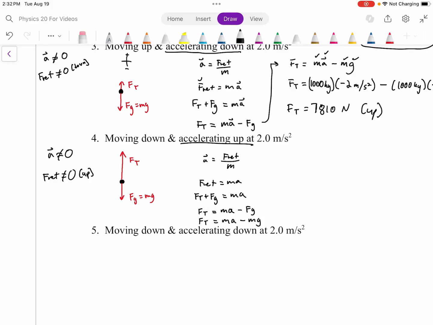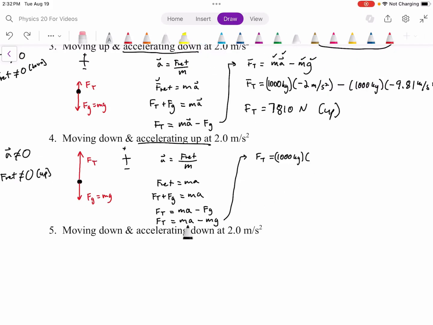Okay, so now I'm just going to move where I have more room and we can put in our numbers, being careful about signs. So our elevator is accelerating upwards at 2 meters per second squared. That is a positive acceleration for me, so positive 2 meters per second squared. And gravity always pulls you downwards, so that is a negative 9.81. Putting that in my calculator, being careful about negatives, I got 11,810 newtons. It's positive, so it's up.